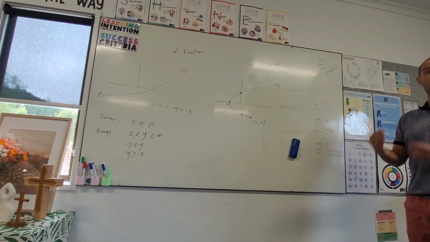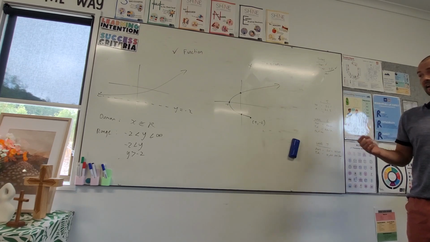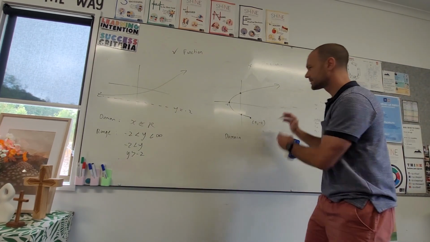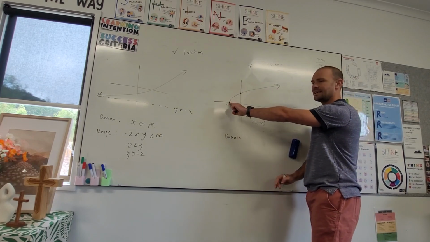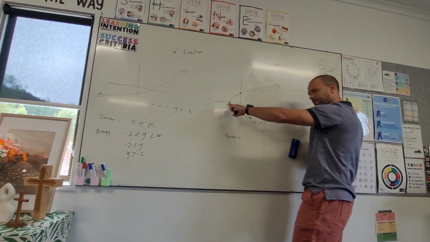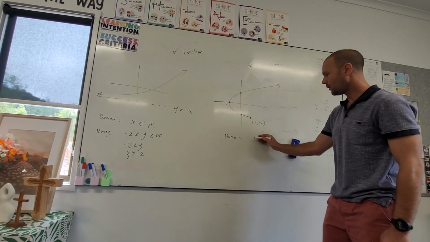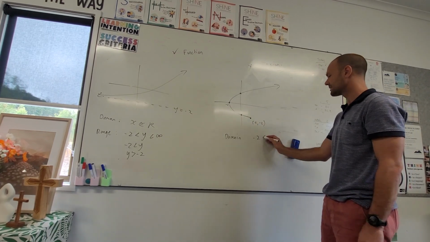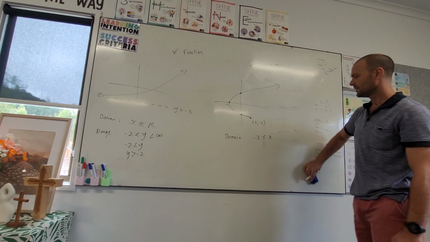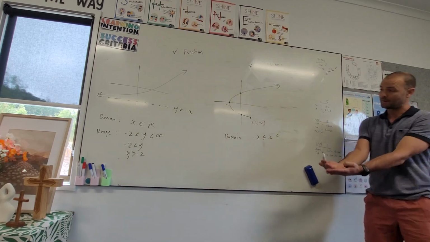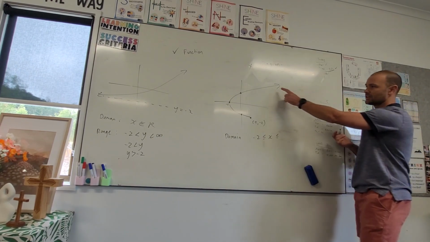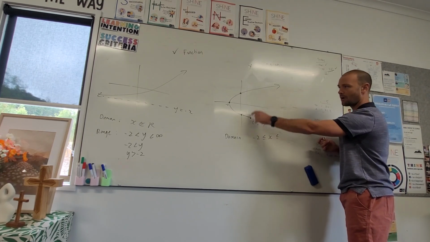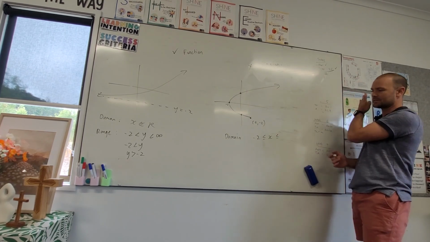On to the second one here. Domain, possible values of x. What's the point that is furthest to the left? It's here. This is the coordinate that's furthest to the left. So the lowest x value is minus 2. We're going to include that point because it touches there. And then, what's the point furthest to the right? Well, it's going that way to infinity. This point is not the furthest to the right. This one goes further. It keeps going.